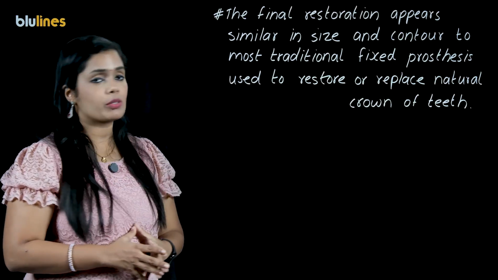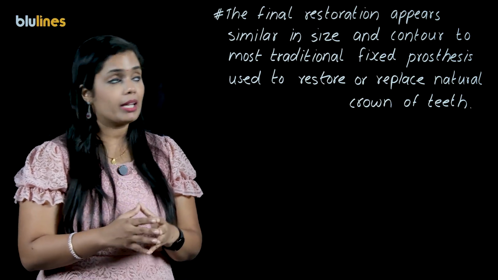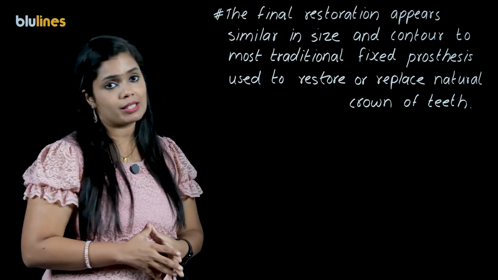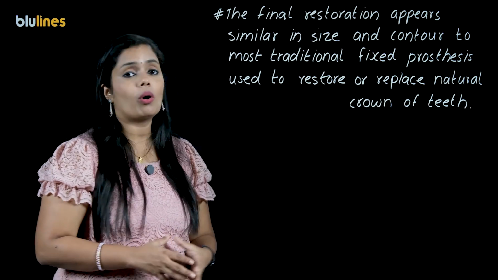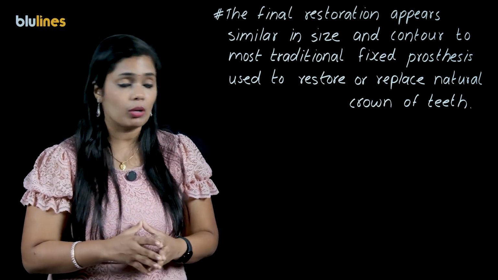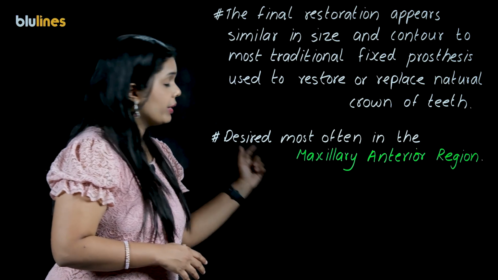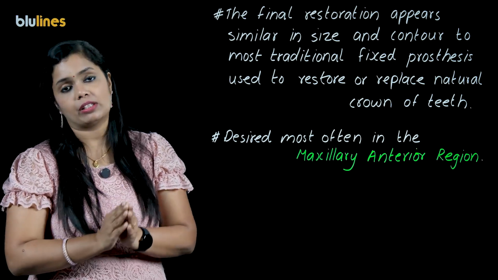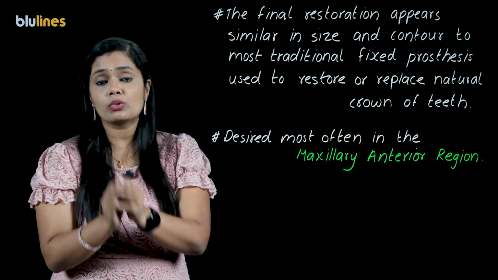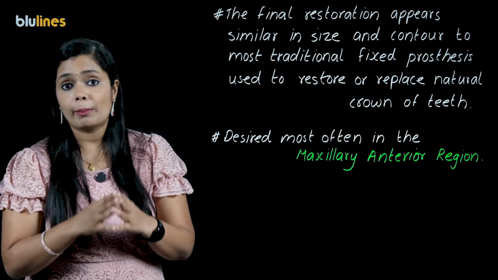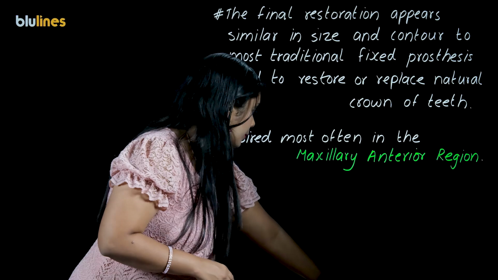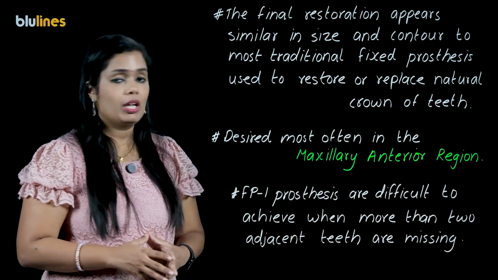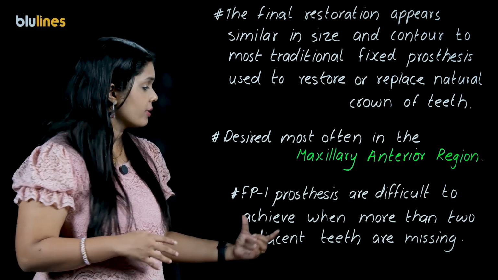So, the final restoration will appear similar in size and contour to the traditional fixed prosthesis, and it is used to restore or replace the natural crown or teeth. Often it replaces the maxillary anterior teeth. So, FP1 restorations are usually used to restore the maxillary anterior teeth. And FP1 prostheses are difficult to achieve when more than 2 teeth are missing.